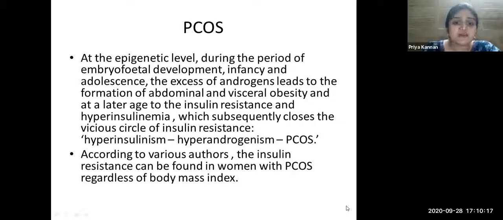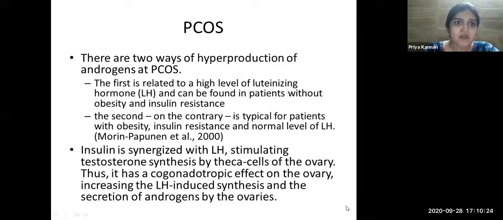Insulin resistance can be found in women with PCOS regardless of body mass index. There are two ways of hyperproduction of androgens, or hyperandrogenemia, in PCOS. Number one is a high level of LH, which can be found in patients without obesity, our thin PCOS, but with insulin resistance. The second type of patients are the obese people who will definitely have insulin resistance, but could also have normal levels of LH.